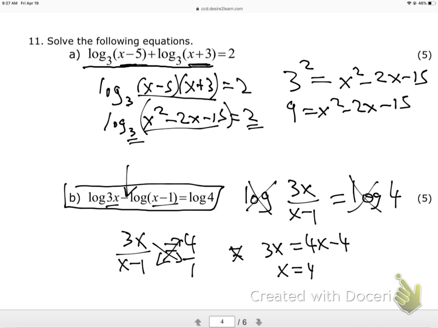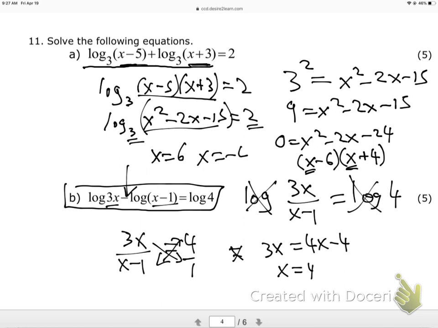Take away 9 from both sides because you've got to set it equal to 0. x squared minus 2x minus 24. That will factor into x minus 6, x plus 4. So the solutions are x equals 6 and x equals negative 4. But look at it, the negative 4 won't work. That's the only answer.